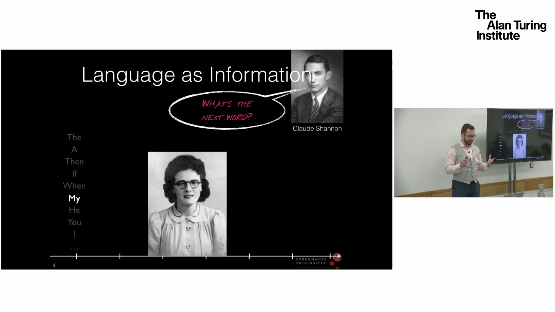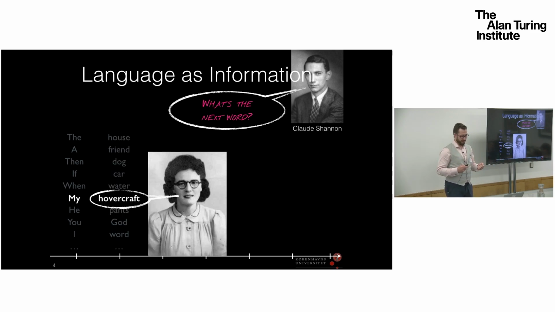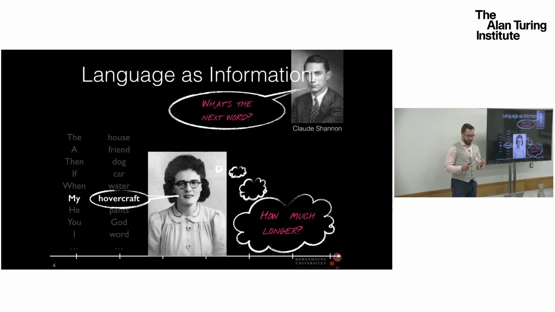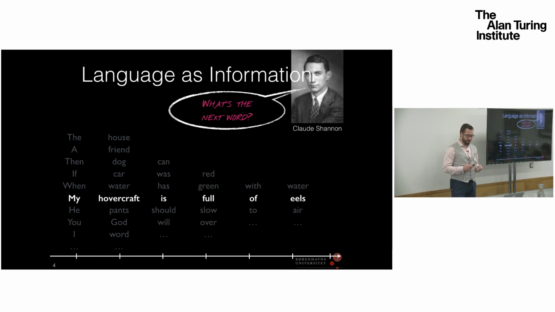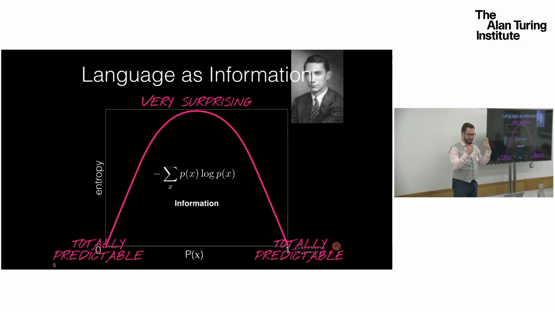So he'd say, okay, what's the next word? My. She'd be like, I don't know, hovercraft. And they kept playing that for a whole night, and she would dutifully come up with the next words. And Shannon was like, this is great. So now I can actually predict what the next word is, and I can measure it. And he came up with entropy, and I'm not going to knock entropy.